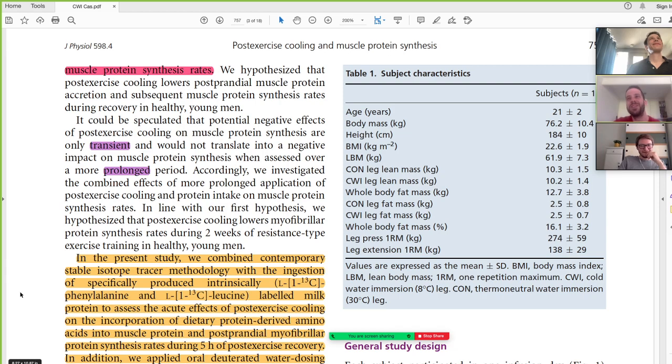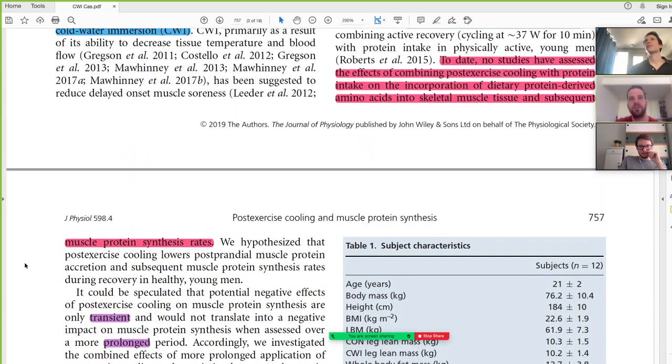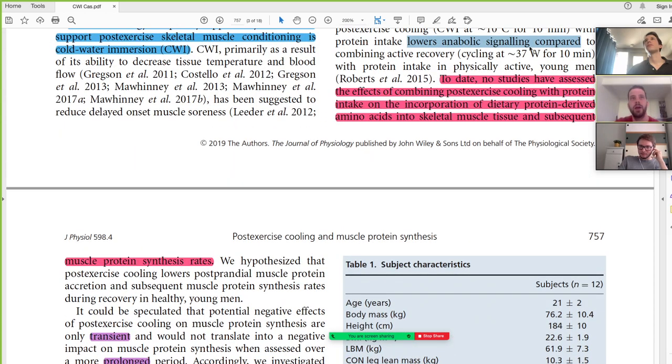So then, if I go back to the introduction, there are some suggestions that cooling may not necessarily be beneficial for every aspect of muscle recovery, and it could be for some, as I just explained. But no studies so far, even though people have thought about it or discussed it, including us in our lab, have looked at how cooling may interfere with the effect of resistance exercise as well as protein ingestion on muscle protein synthesis.